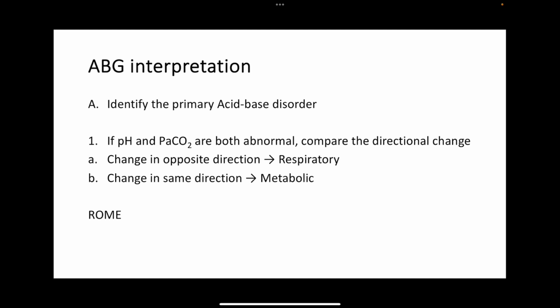So coming back to our ABG interpretation. The first thing we do is check the PaO2 and whether the patient has hypoxia. Then we identify the primary acid-base disorder. If pH and PaCO2 are both abnormal, compare the directional change. Change in opposite direction indicates a respiratory primary acid-base disorder, and change in the same direction indicates a metabolic primary acid-base disorder. So remember the mnemonic ROME: respiratory opposite, metabolic equal.